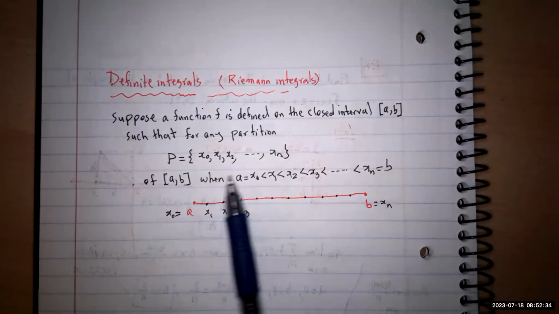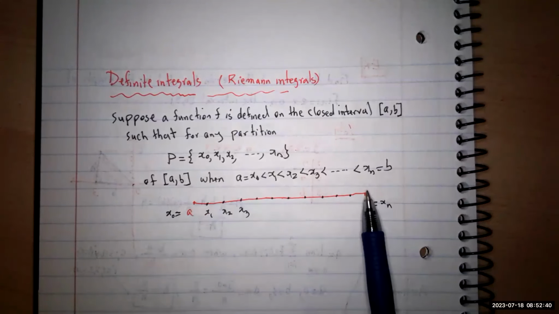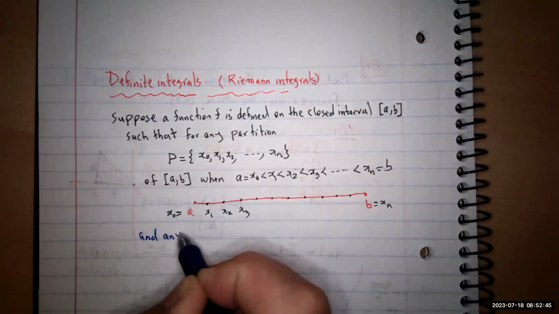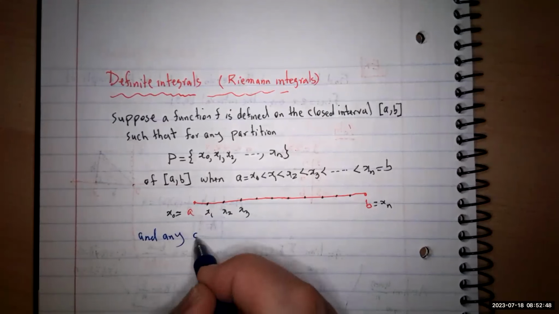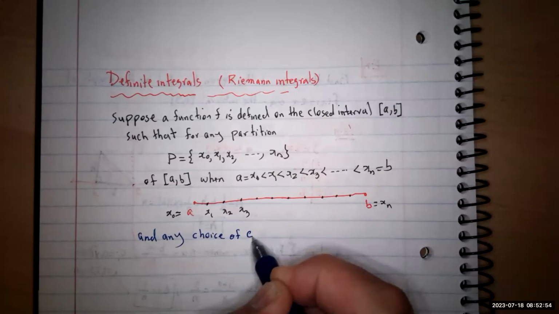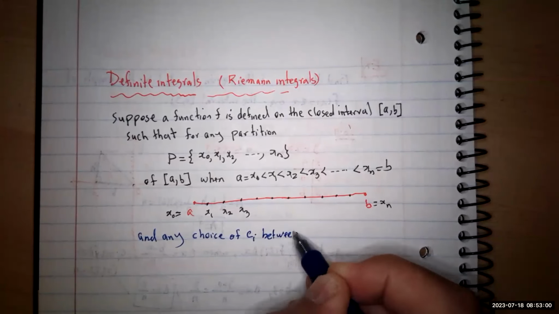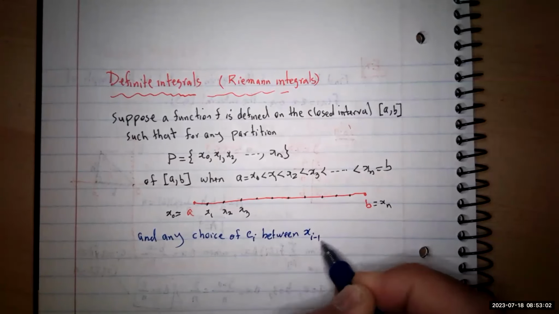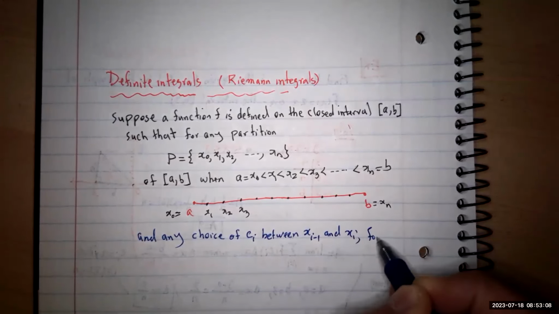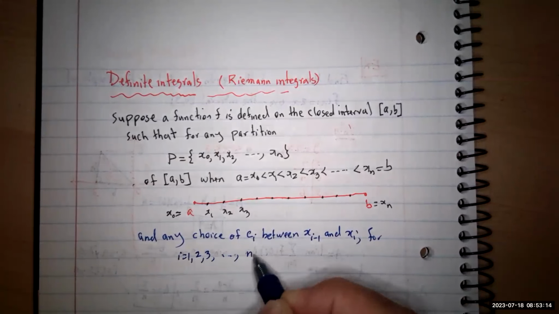Okay, any partition x0 of this interval, and any choice, selection, of ci, with ci between x(i-1) and xi, for i equal to 1, 2, 3 up to n.